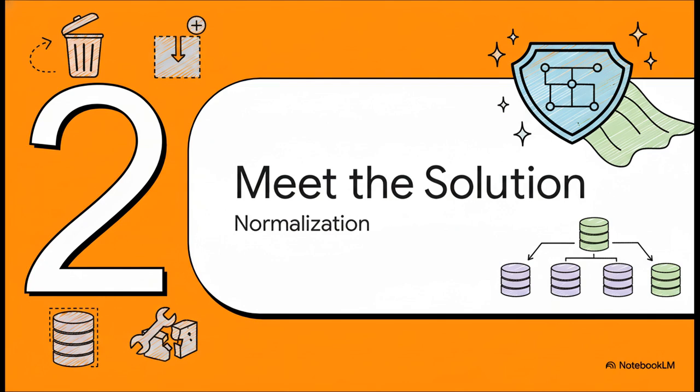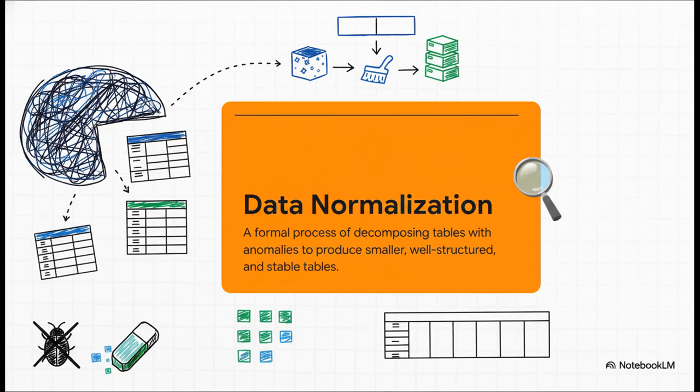Okay, so we've got data disappearing, we can't add new info, and we're scared to update anything. It's a disaster. But don't worry, there's a really elegant solution to all of this. It's time to meet the hero of our story, normalization. So, what exactly is normalization? Well, you can think of it as a formal recipe, a step-by-step process for taking these big, messy, problem-filled tables and strategically breaking them down into smaller, much more logical and stable tables. The whole point is to get rid of that duplication and fix those anomalies for good.